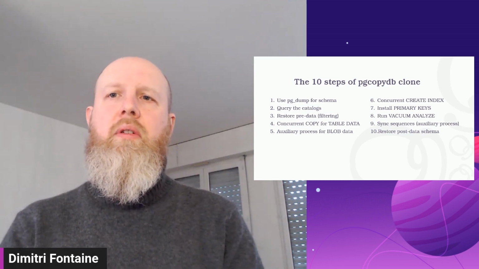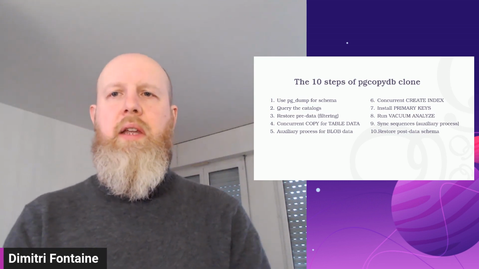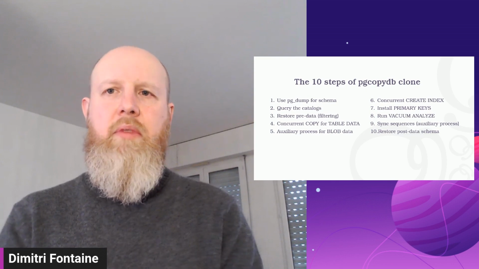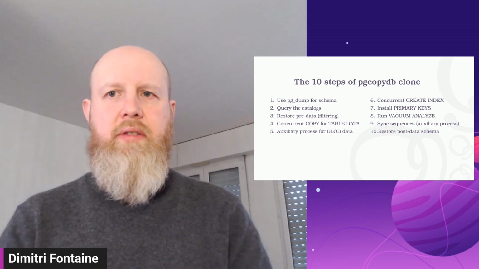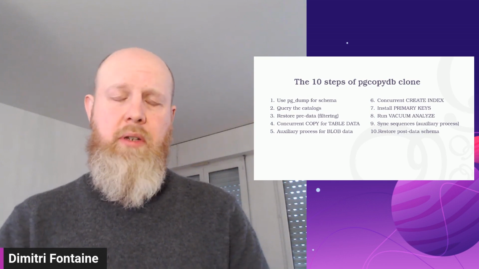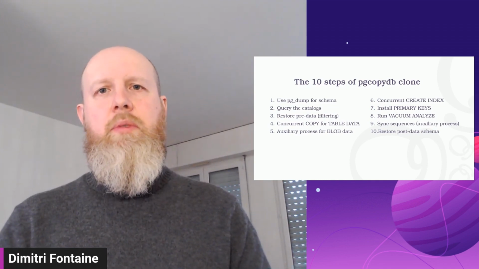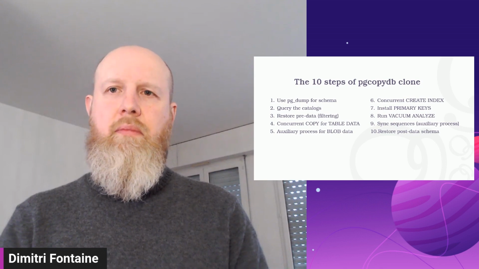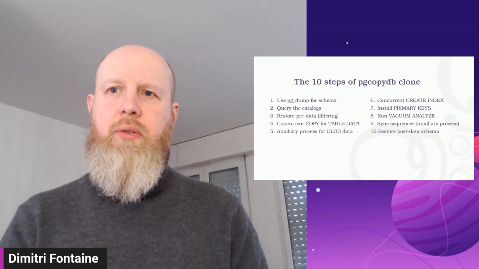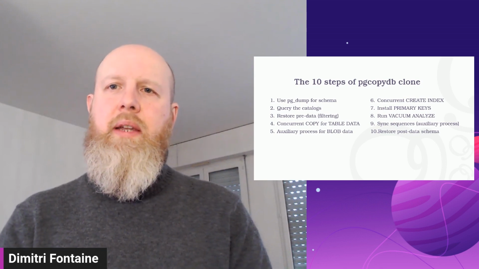Step 4, we can copy many table data at the same time. That's the table jobs concurrency. It was 4 on the slide before, it might be 12 or whatever number you want. And that many processes are started at once, and then they just share the workload between them.